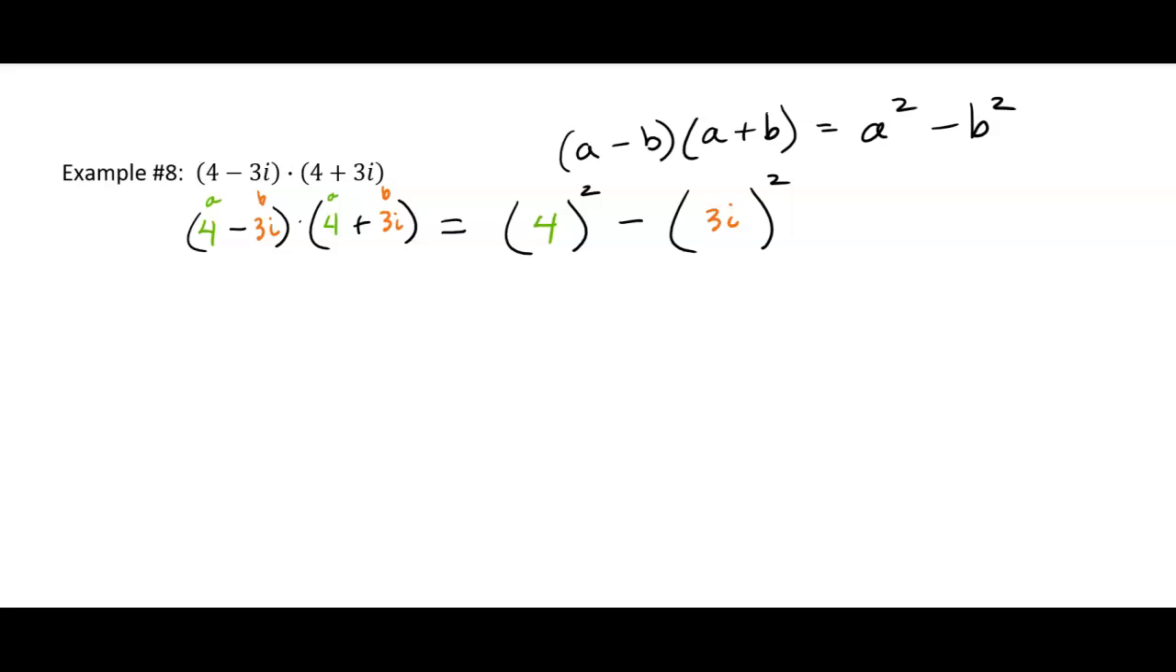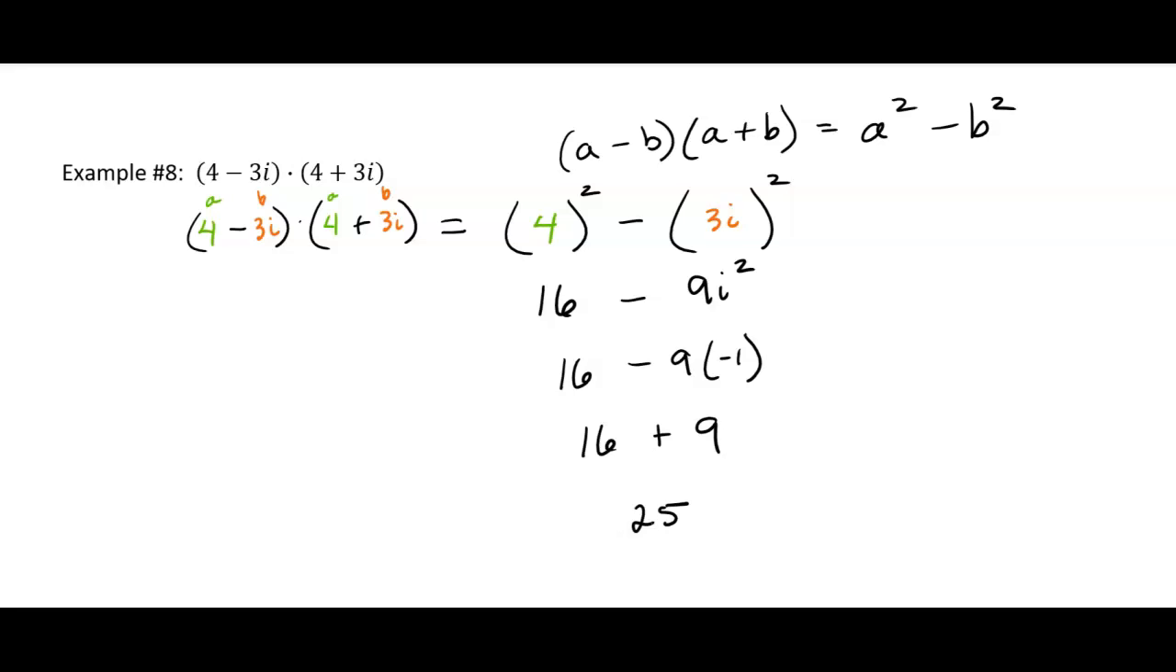Okay, so 4 squared is 16. Minus, and now when you square 3i, you're going to get 9i squared, right? But what's i squared? i squared is negative 1. So you think of it like 16 minus 9 times negative 1. That's going to be 16 plus 9, which is going to be 25.